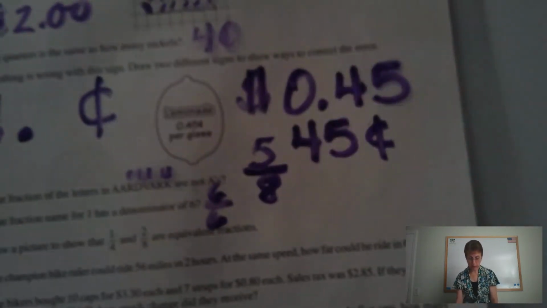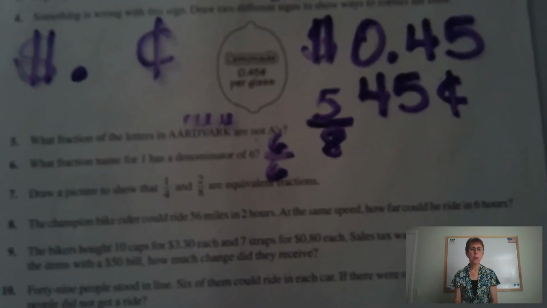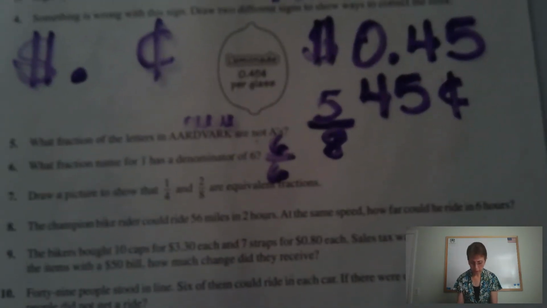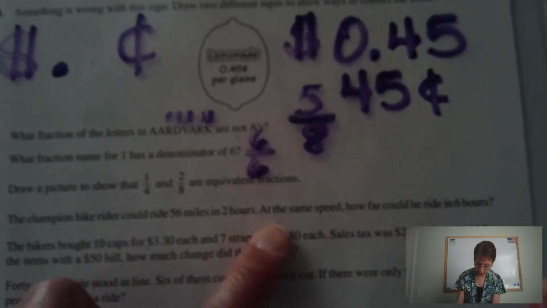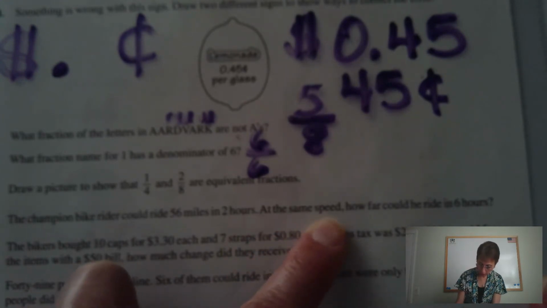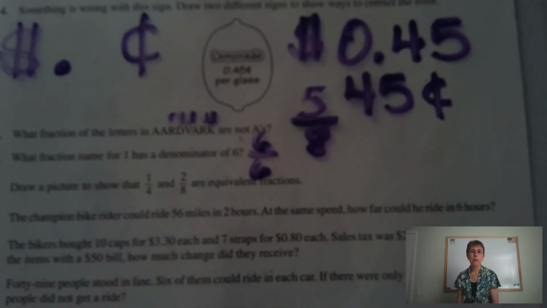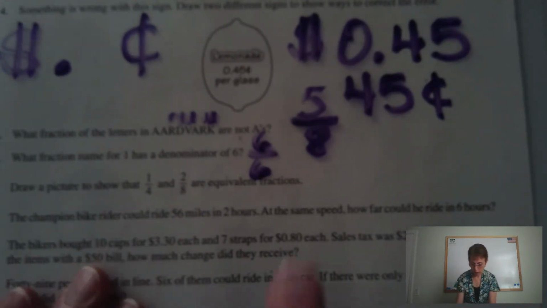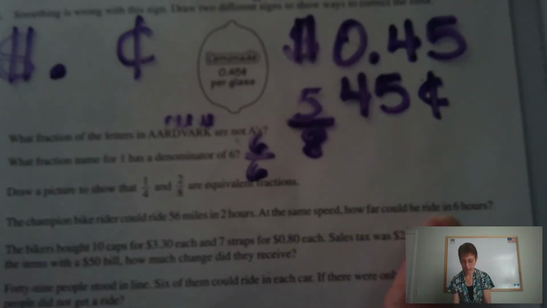Okay, let's take a look now at number 8. Number 8 says, the champion bike rider could ride 56 miles in 2 hours. At the same speed, how far could he ride in 6 hours? Okay. He could ride 56 miles in 2 hours, going at the same speed. How far could he ride in 6 hours?